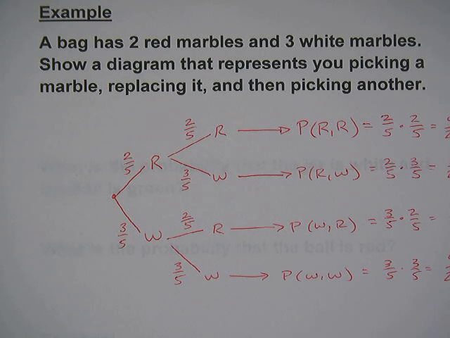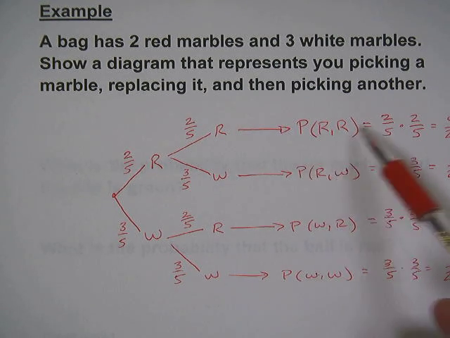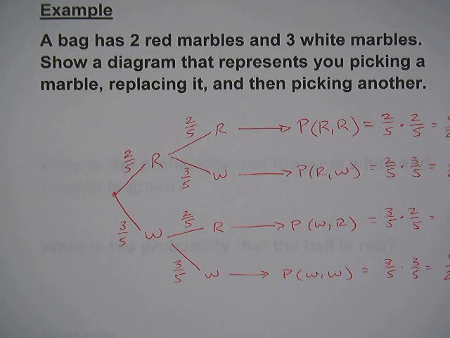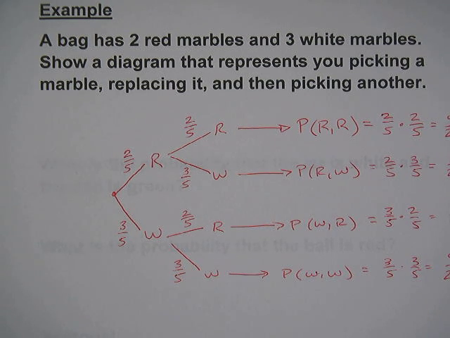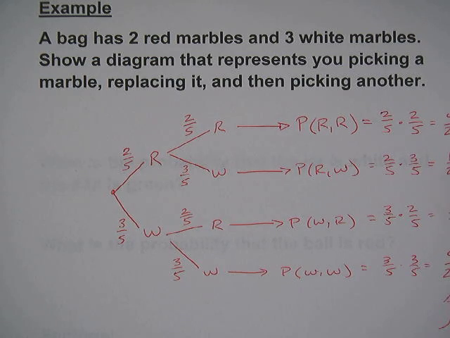Now, I could ask a lot of questions out of this. For instance, I could ask, what's the probability of picking just a red marble? The probability of picking 2 whites is 9/25. So what do you think the probability of picking any red marble is? It doesn't matter if it's the first one, if there are 2, or if it's the second one. If we take a look at our numbers, you have this one, and this one, and this one, so that would be 16/25.